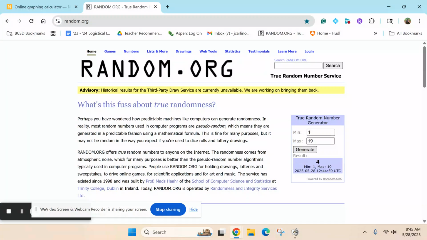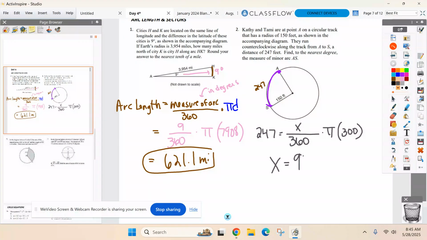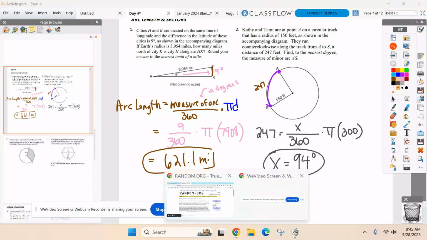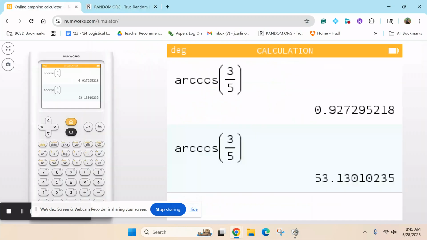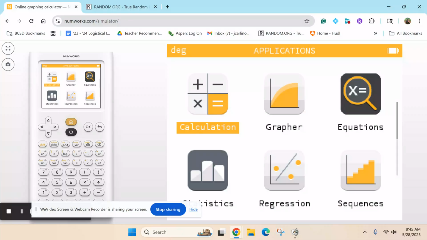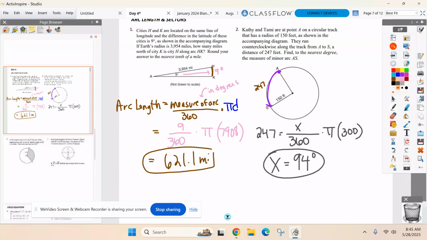When you're ready, Jackson. 94 degrees. Just if you didn't get that, you got to multiply by 360 to get rid of it and divide by pi and 300. I told you, remember, quick hack. You can always go to equations and type that in. Good. All right, there's arc length.